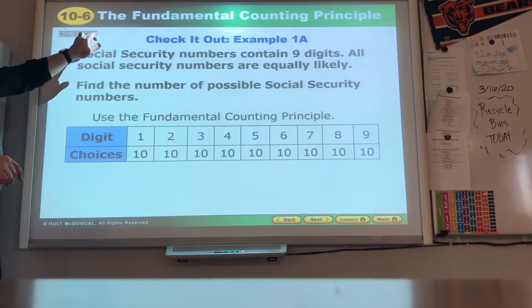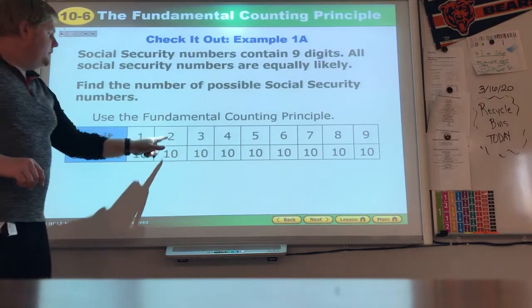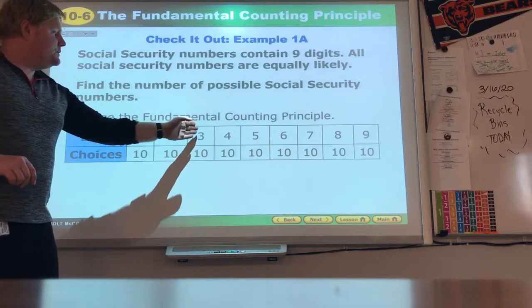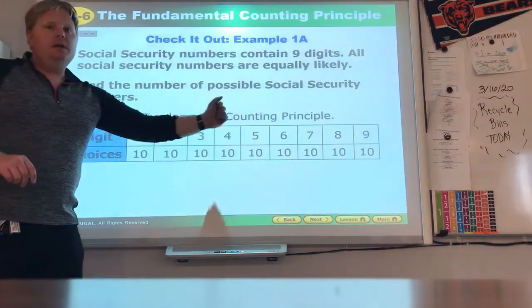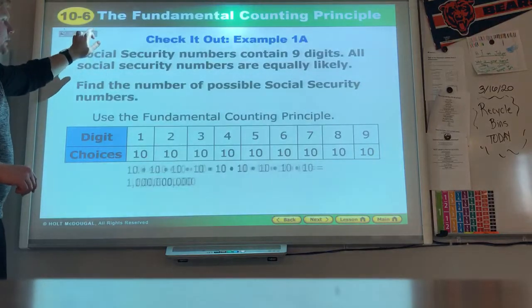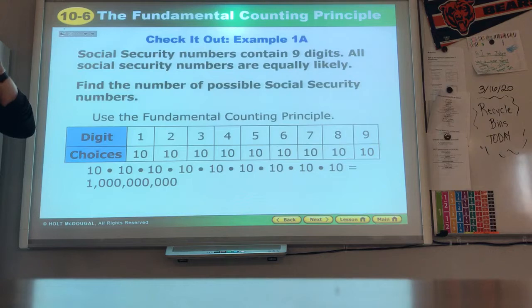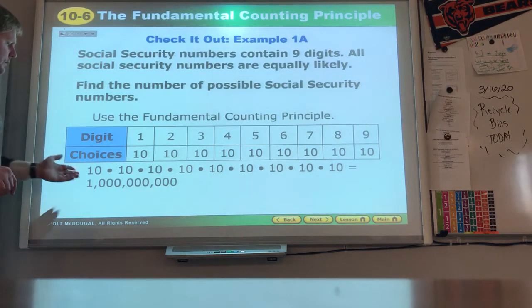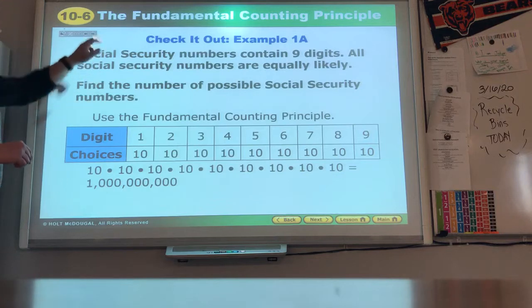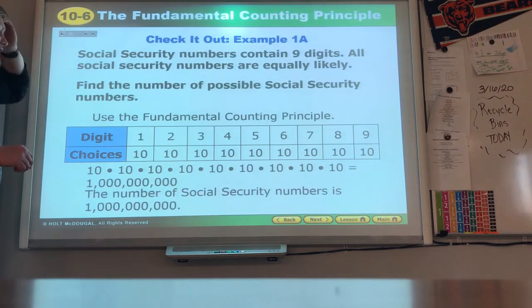For the first spot, you could have 10 different options. Second spot, 10 different options. Third spot, 10 different options. And so on down the line. When we multiply all those, we get 1 billion different options. With these 1 billion different options, that should be enough to provide for most of us. The number of Social Security numbers is 1 billion.